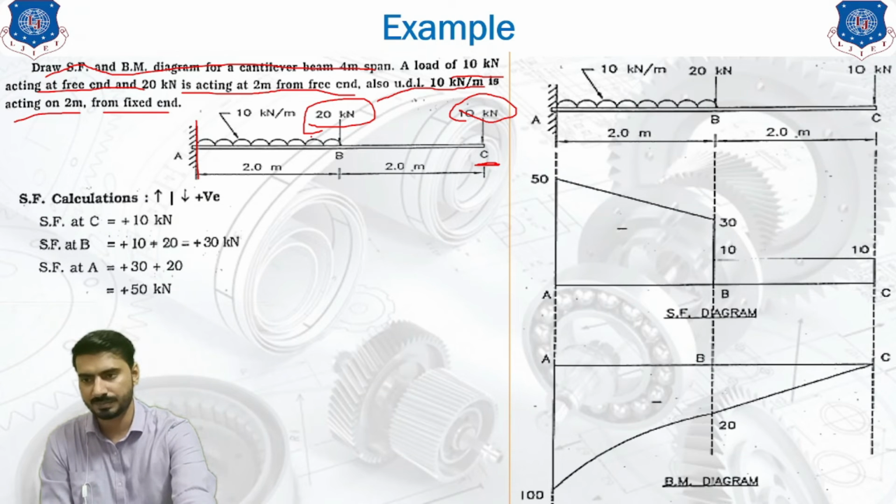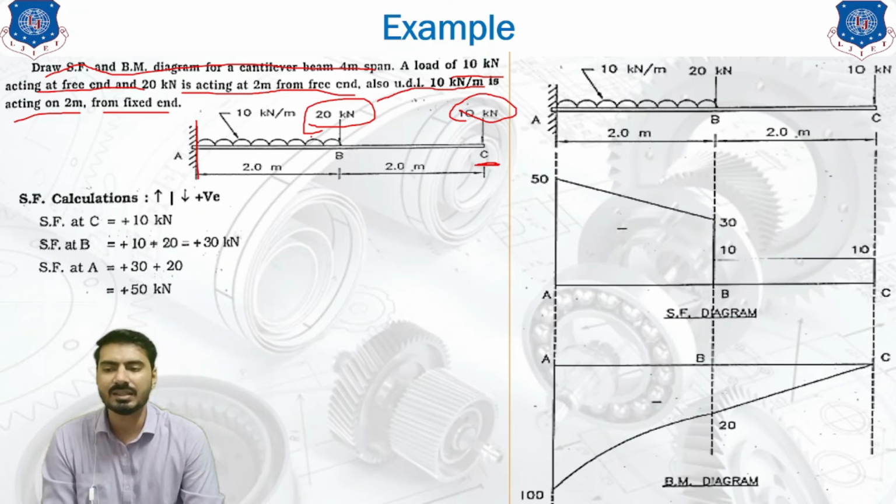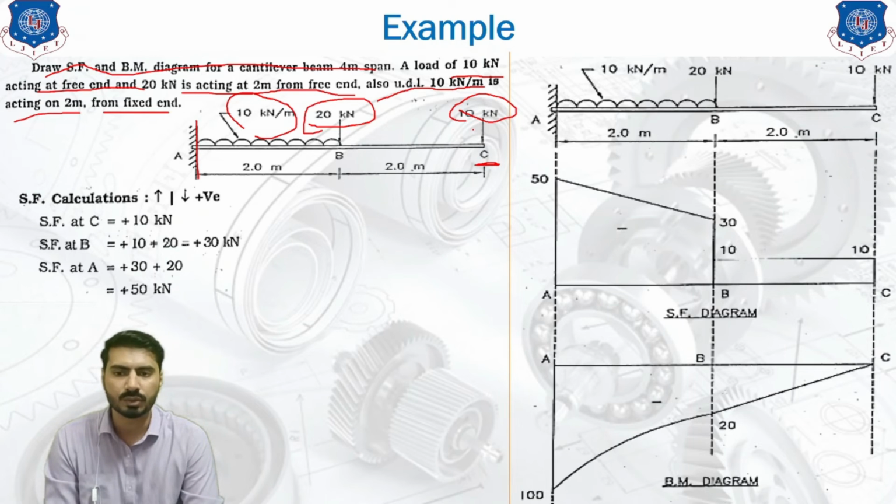Now we are going to calculate the shear force and bending moment diagram first. For that, we don't have to calculate the reactions, because we know that the reaction at A point is nothing but the summation of all the downward forces. The downward forces contain 10 into 2 plus 20 plus 10. That is nothing but 50 kilonewton. So we know that the reaction at A point will always be in the upward direction, RA equals 50.